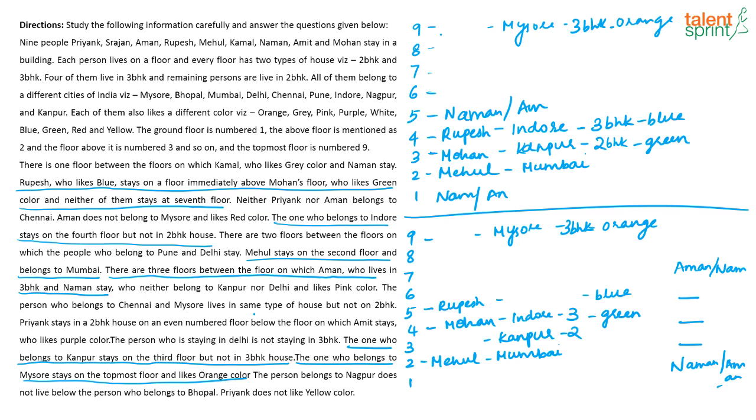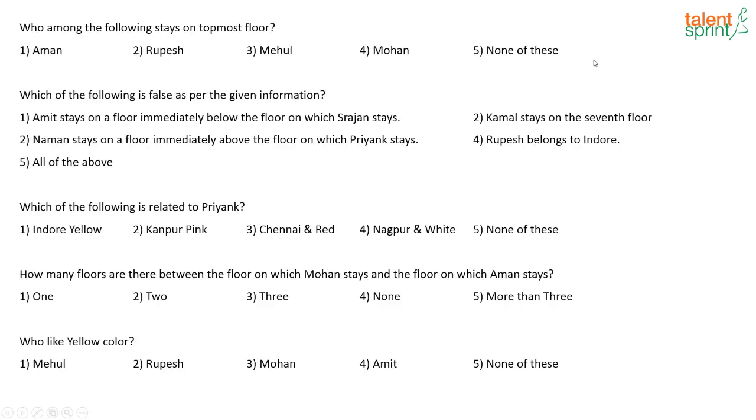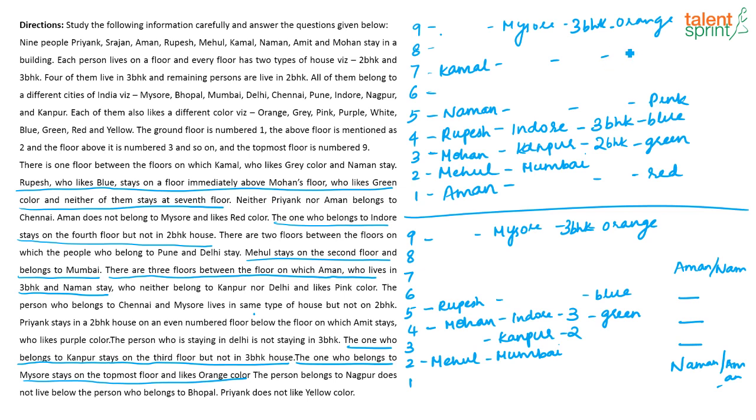Now which will come where? Again, for that, if you see, there was a first statement that was given. There is 1 floor between Kamal who likes grey and Naman. So 1 floor between Kamal and Naman means this has to be Naman. If Naman is here, where will Kamal come? No place to keep Kamal, right? So obviously this has to be Aman who likes the red color, and this has to be Naman who likes the pink color. And so which will be Kamal? This will be Kamal. Okay, Kamal likes which color? Kamal likes grey color. So this has to be the pattern.